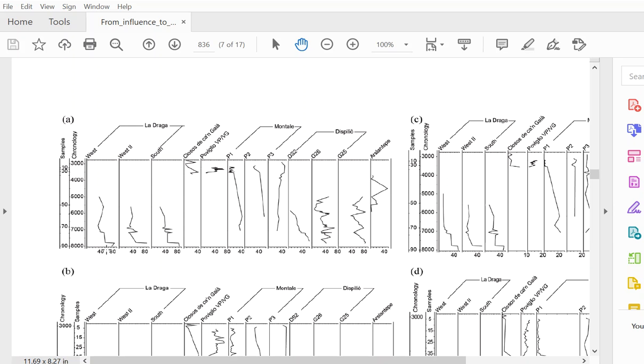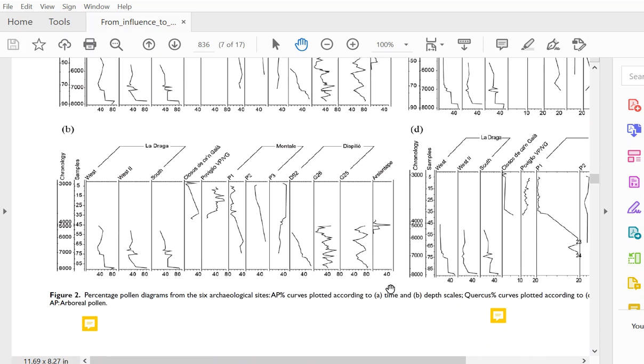And then don't worry about these so much, but what you're looking at is about 8,000 when they do the pollen counts. You see a little peak here, and then over time the pollen counts for tree pollen go down quite a bit by around 7,000 before present. And then what you've got here is the site of La Draga in Spain. They've taken 3 areas where they're pulling their data from: the west, west number 2, and south. And then you've got other sites here, which we don't need to go into right now.